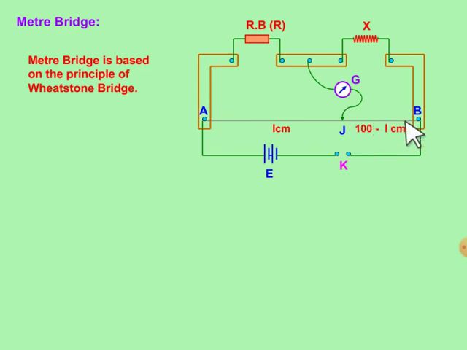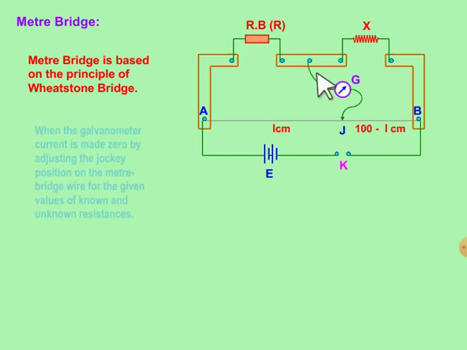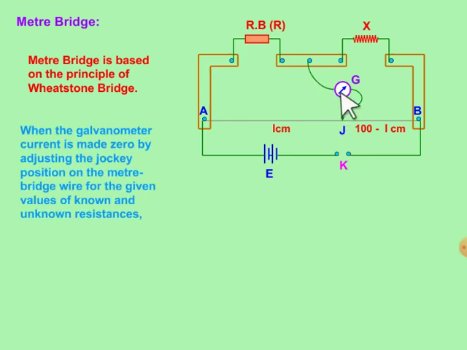So these four resistances, we may think that these are connected onto the four sides of a quadrilateral. Now when the galvanometer reads zero, that means the galvanometer current is zero, the potentials, as I said, are the same. And we can find out this unknown resistance X by using the meter bridge principle. So R by X will be equal to what?